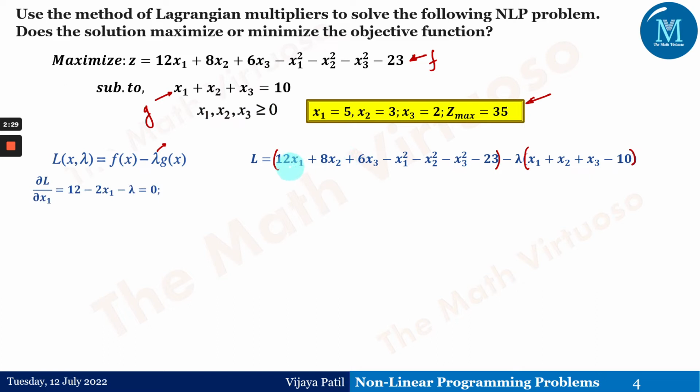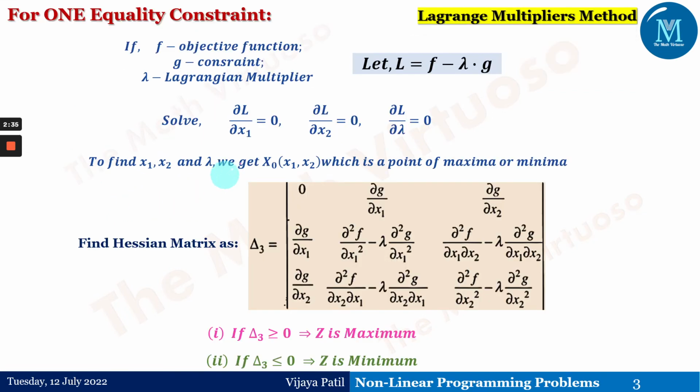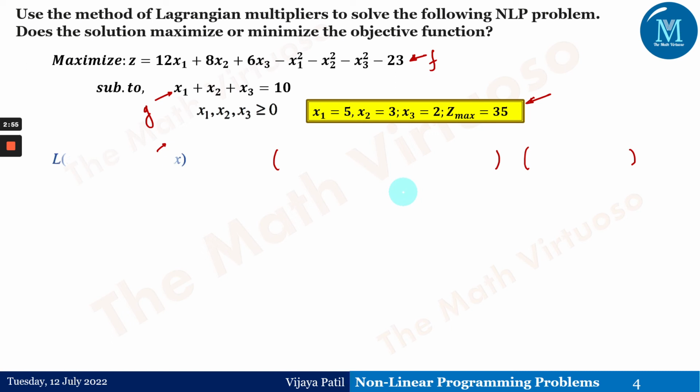Now, after writing L, as per the procedure we have already discussed, and that's the reason I have kept this slide here for you to refer to, we need dou L upon dou x1, dou L upon dou x2, and so on. Whatever the number of variables, we have to differentiate L with respect to those variables and equate it with 0. Similarly, dou L upon dou lambda equals 0. We are doing the same thing again here.